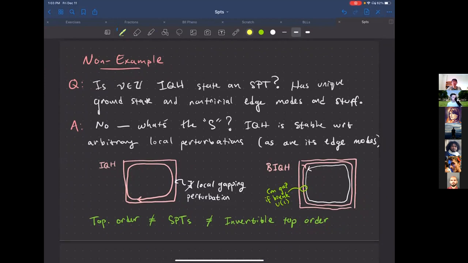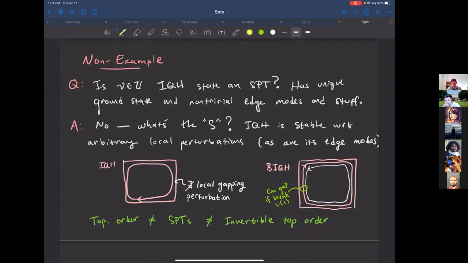The integer quantum Hall state does not have any fractional excitations or anything. You have a unique ground state on any manifold, and this ground state is gapped. And you cannot tell the ground state apart from the vacuum using any local measurements. So it seems to fit the bill of an SPT, but in fact it is not an SPT because there's no symmetry that is protecting this setup.